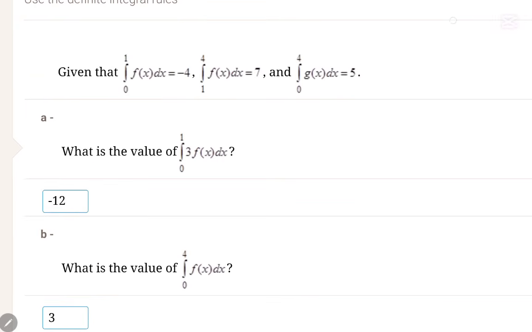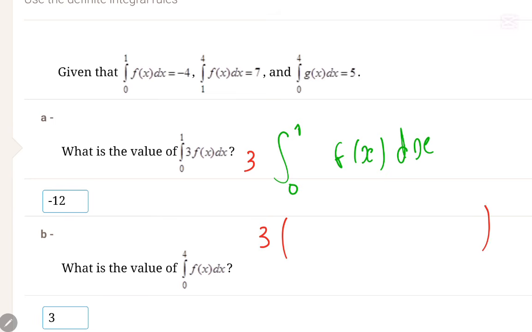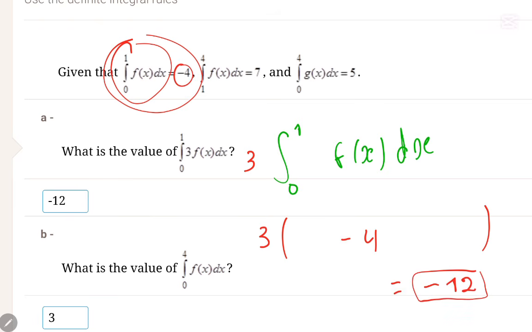What is the value of integration from 1 to 0, 3 fx dx? When you look at this, don't be scared. If it comes in the written part, look what you're going to do. You're going to take this 3 outside. First step you do is you take it outside. So now it looks like this. And what do you do? You do 3 multiplied by what? Multiplied by this, because this is integration from 0 to 1 of fx dx. And what is it? It is minus 4. So 3 times minus 4, so give me an answer, which is minus 12.